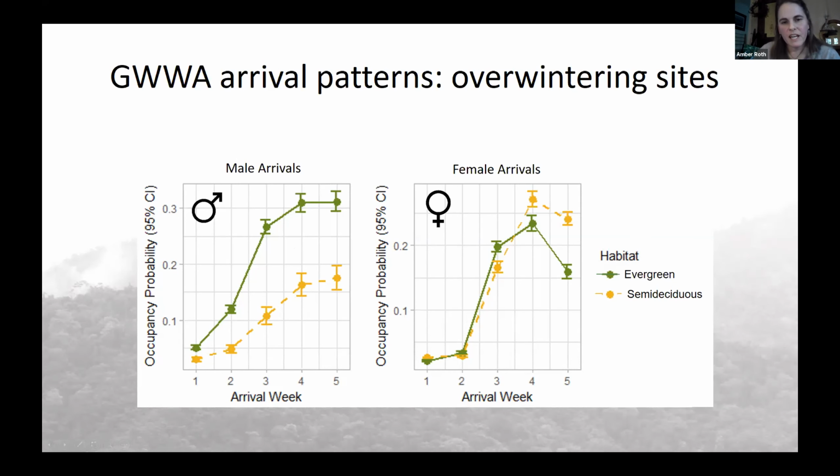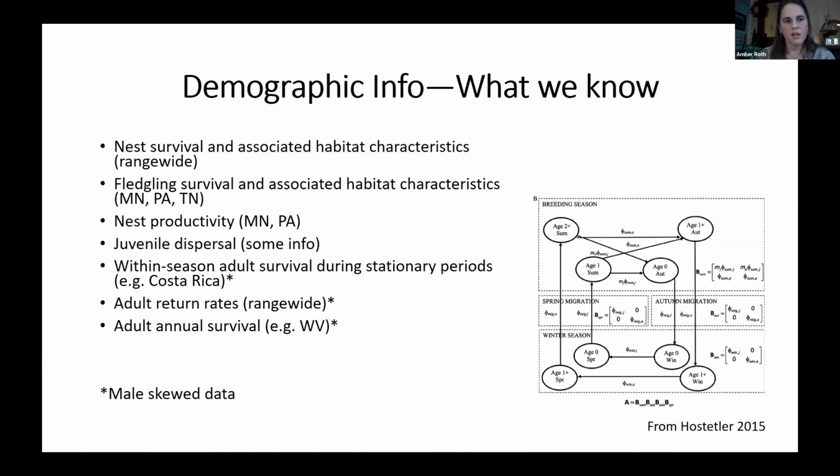So as we're leading up to understanding what's happening demographically, I just wanted to give a quick checklist of what we know for the species. I don't have enough time to go into all of the information and how it was gathered, but we do know quite a bit about nest survival and fledgling survival and associated habitat characteristics. We know a bit about full nest productivity for some sites, a little bit about juvenile dispersal.